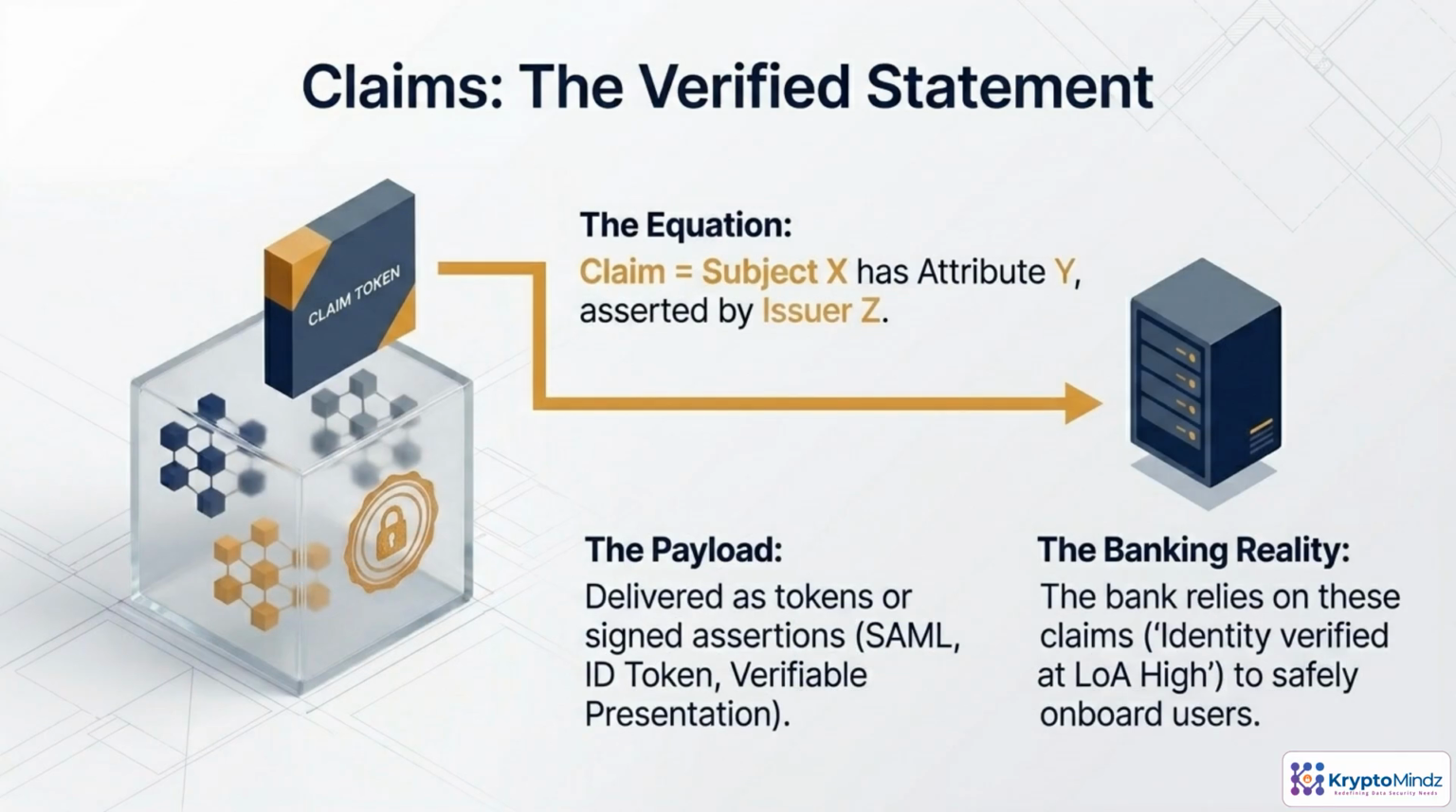A claim is a statement about someone backed by an issuer. You can read it as, "This subject has this attribute, with this value, and I, the issuer, say so." Digitally, that statement travels as a signed token or assertion. The bank doesn't need your entire credential. It just consumes these trusted claims to onboard you and allow you to sign safely.